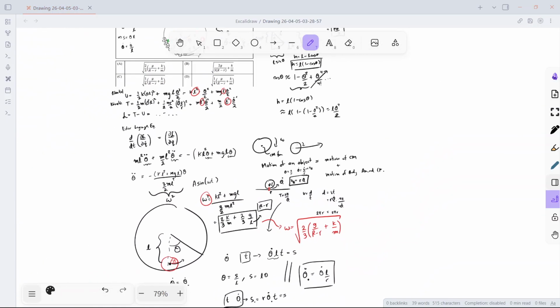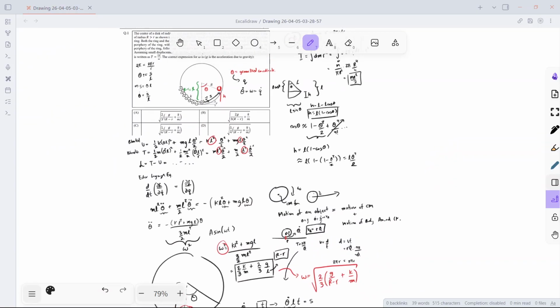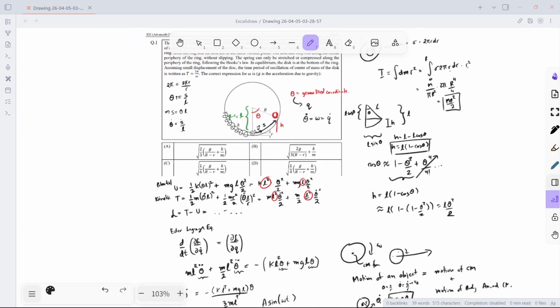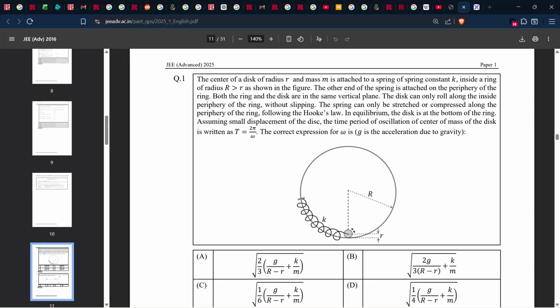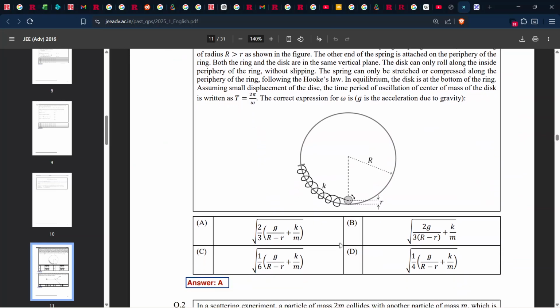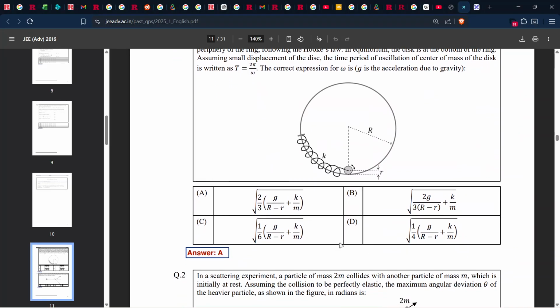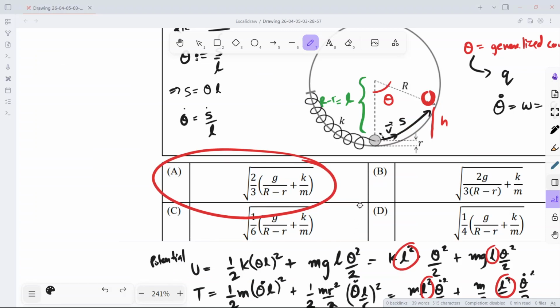Does that match any of us? Oh wait, it does match the first one. It does match the first one. Time for the reveal. Is that the answer? It is. Okay. I still got my thing, but with Lagrangian mechanics.